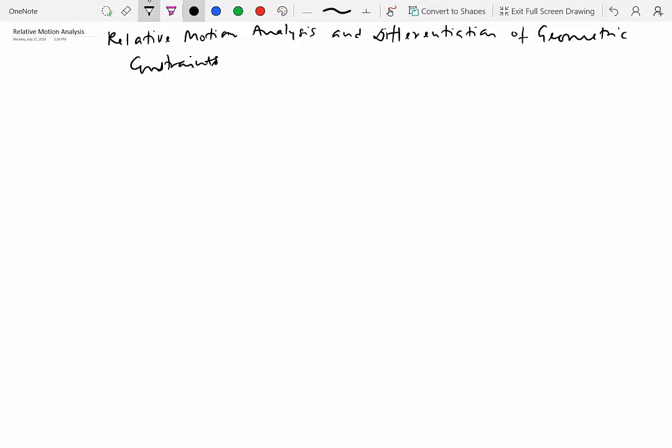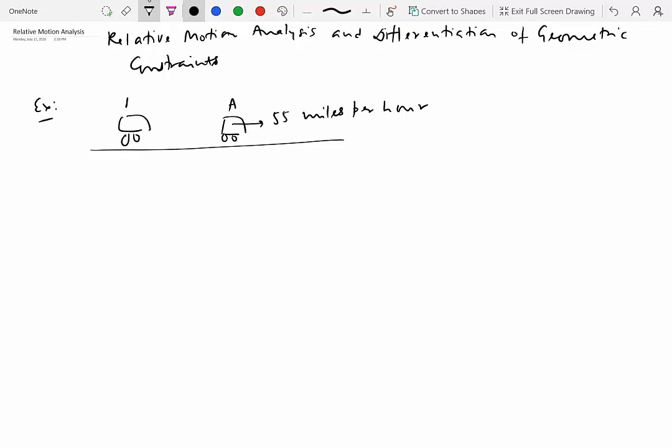So let's start with something very simple, and I'm going to give you an example. Let's say you are driving a car, and we'll call this car A, at a certain speed, let's say 55 miles per hour. And on the same road behind you is your friend driving a car. Let's call that car B, driving at a speed of, let's say, 30 miles per hour.